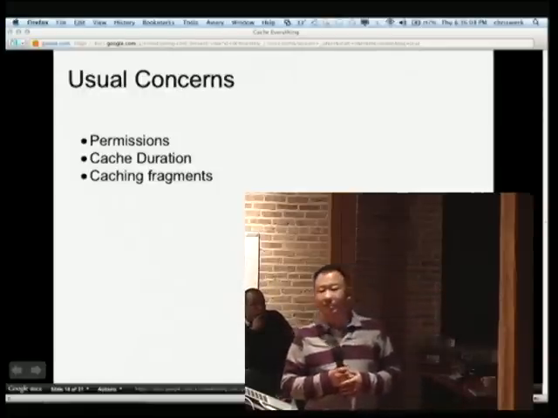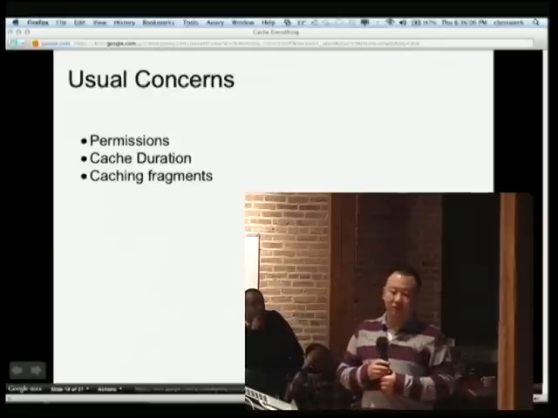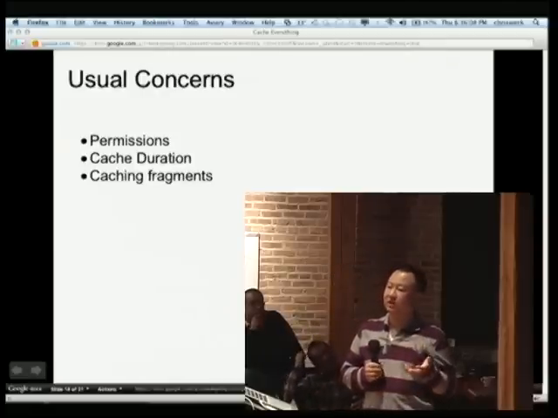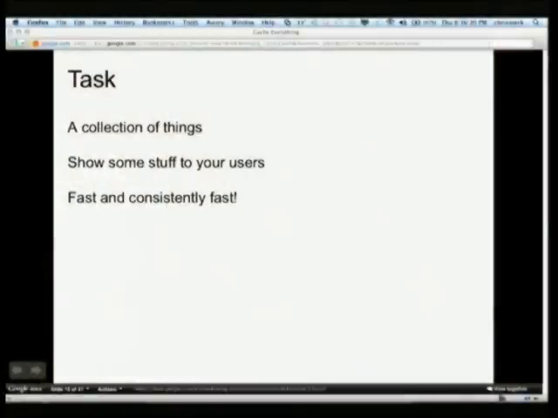And caching fragments: how could you more efficiently cache different parts of a site that change, using different durations? You could have a section of a page that changes in real time, but other parts that almost don't change in a day. So how can you be more efficient in that? So here's going to be a little bit of my stage.